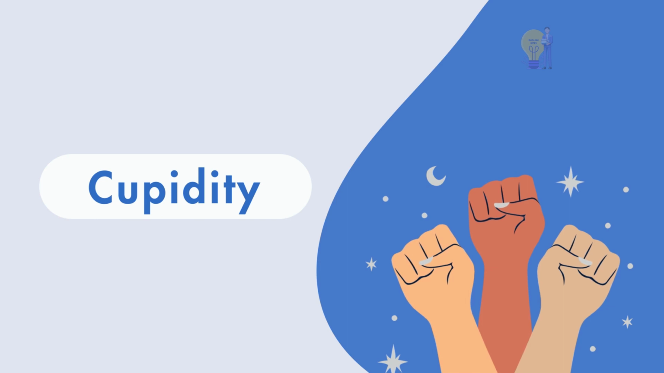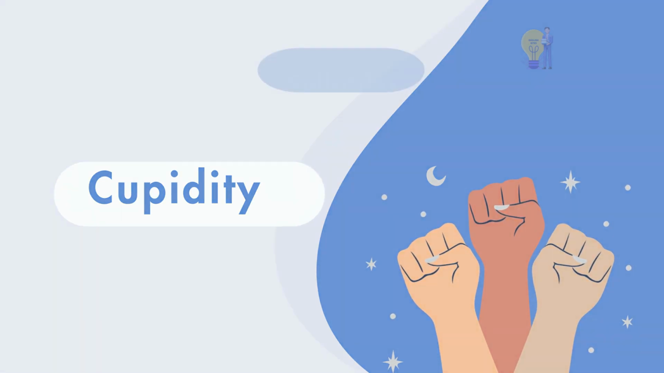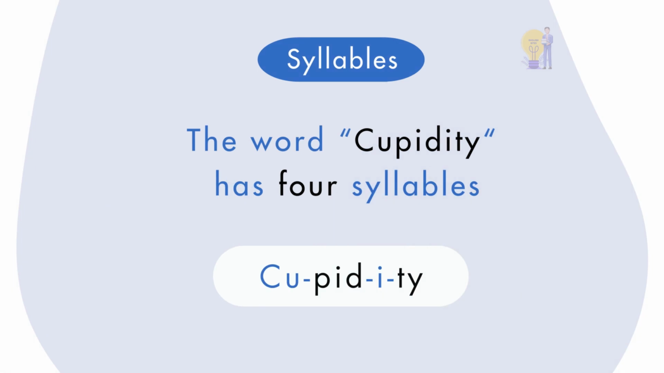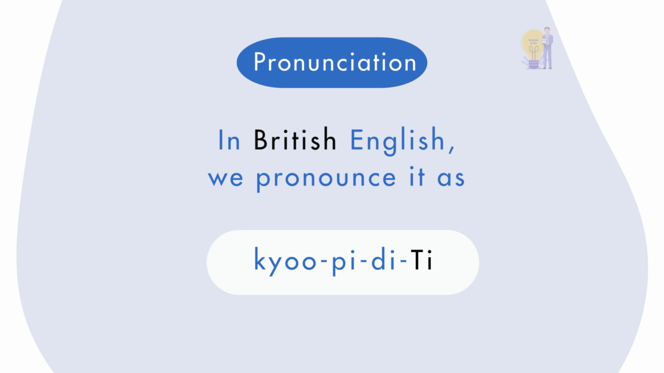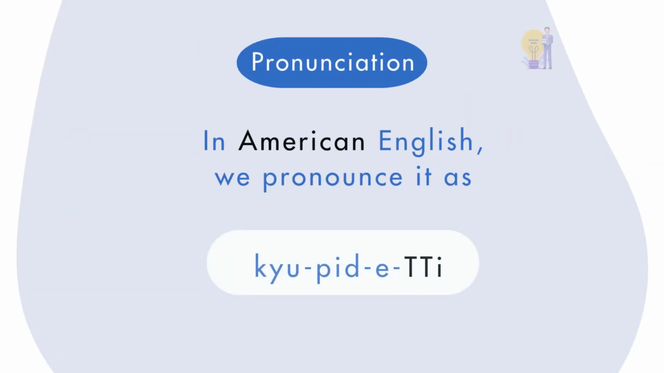In this video, we are discussing the word cupidity. Cupidity has 4 syllables, and in British English, we pronounce it as cupidity. In American English, we pronounce it as cupidity.